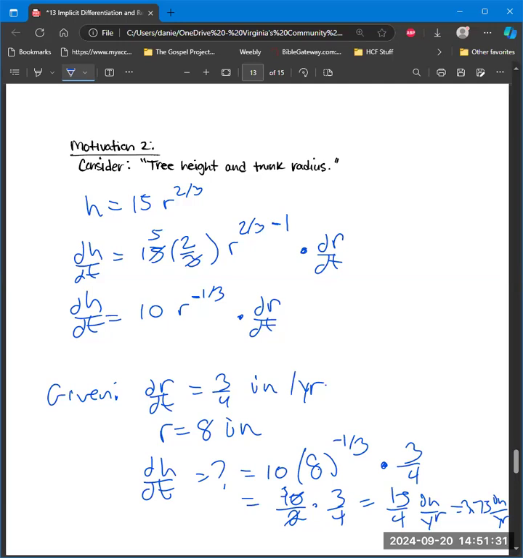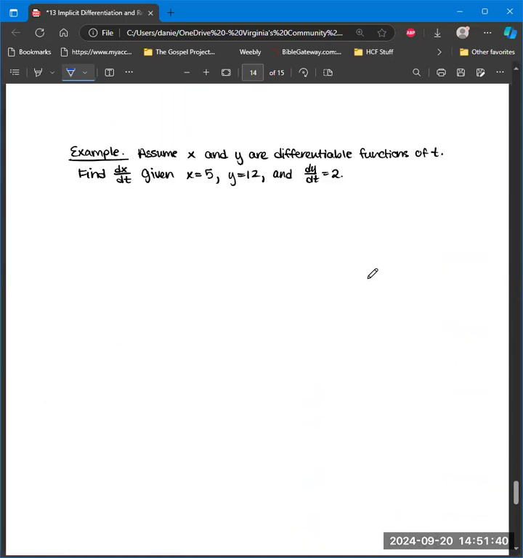When the radius of the trunk is changing by a rate of 3/4 of an inch per year, and r is equal to 8 inches. Now let's assume x and y are differentiable functions of t. Find dx/dt given that x equals 5, y equals 12, and dy/dt is 2 for the function y squared minus x squared equals 119. So when we differentiate with respect to t, 2y dy/dt minus 2x dx/dt equals 0.